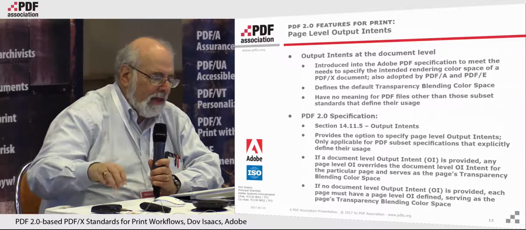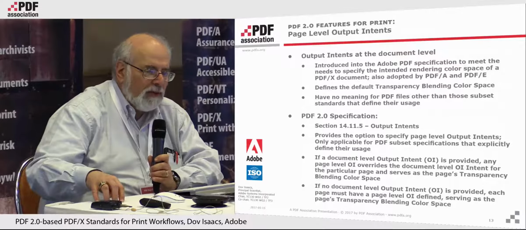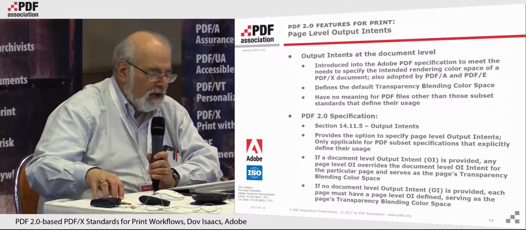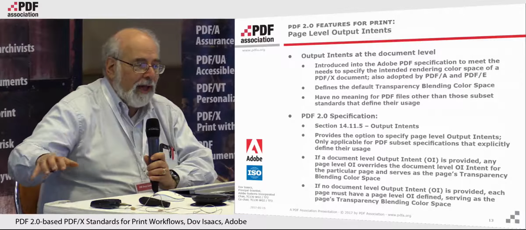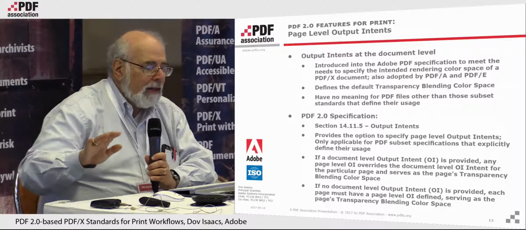it means nothing. It can be in there, but a viewer doesn't have to deal with it at all. It specifically was designed for these subsets that wanted to do something with it for color management. It defines the default transparency blending color space, which is typically where you're going. In other words, a certain type of press with a certain CMYK characterization. So how it was originally done at the document level: assume that the entire document was being rendered on a particular set of print conditions. This doesn't work too well as you go into the future.